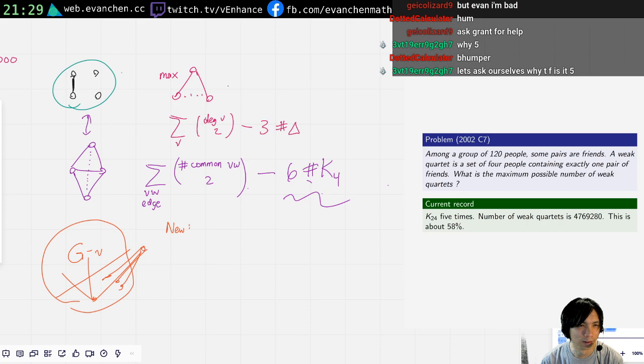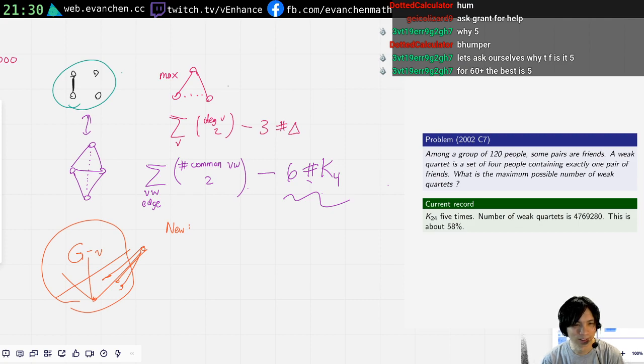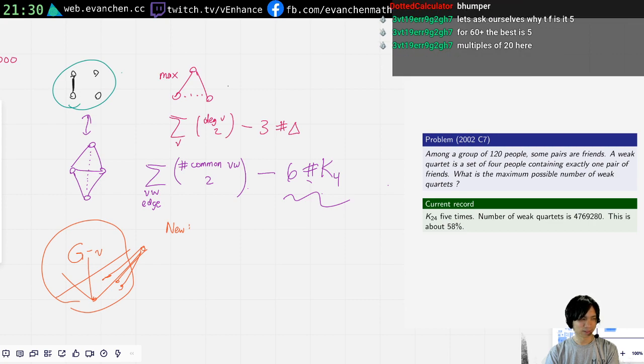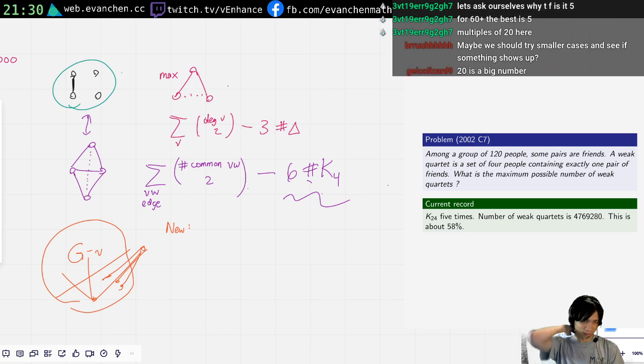Okay. Why is it 5? The problem is that it's not 5 in general. Even for the number 20, the best is not 5. For 60 plus, the best is 5. Yeah, I know, you want multiples of 20 so you don't have integer rounding issues. But it's so weird that even for 20, which I would think is big enough that the edge cases go away, they don't. 20 is not big enough.